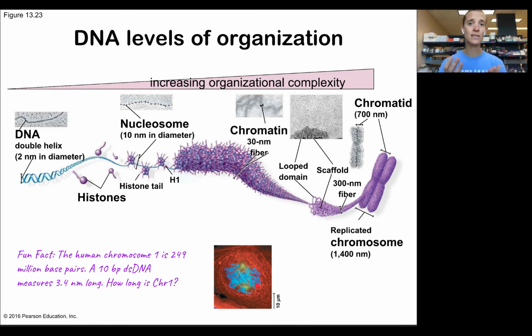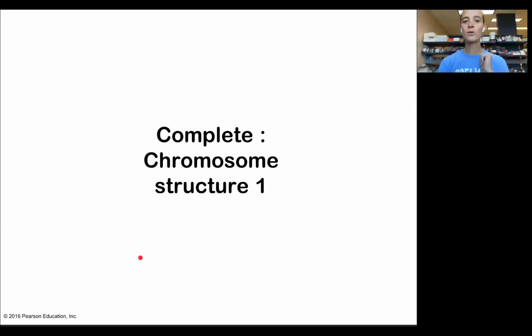Also remember that the human DNA is not just composed of one chromosome 1, it's two chromosomes 1, but it's actually also another 22 pairs of chromosomes. So there's really a lot of DNA that has to fit in this very, very small nucleus for the case of humans, but it's very similar for the case of other living organisms. So at this point, you should be able to complete chromosome structure 1.